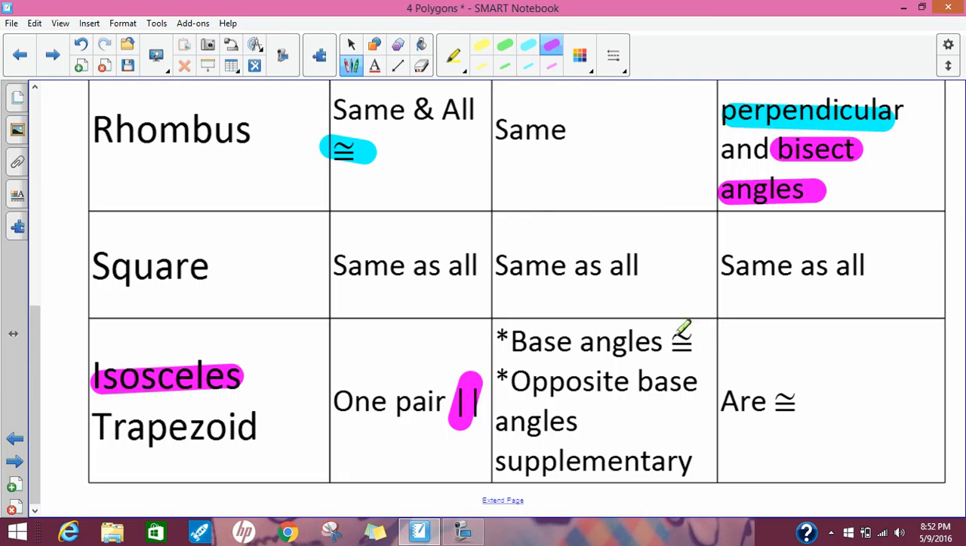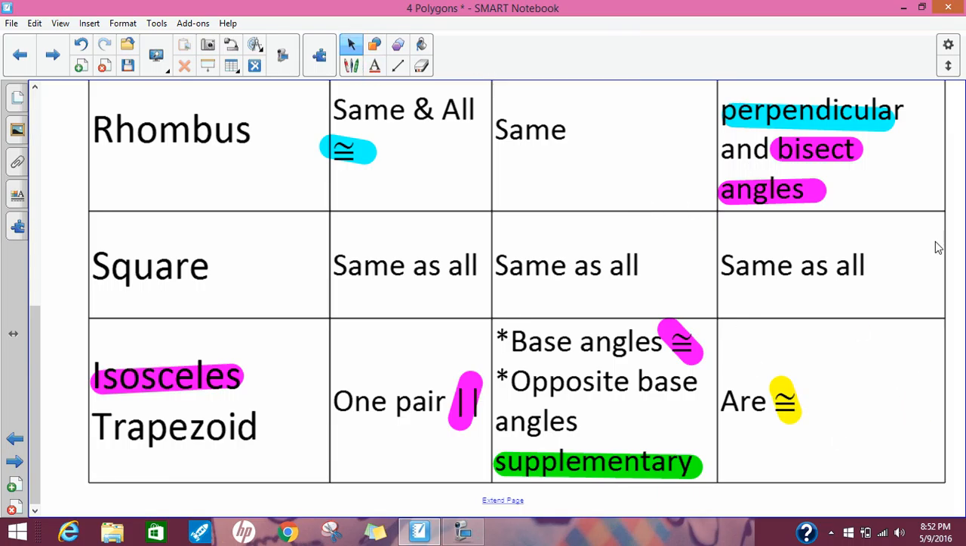The base angles, the ones on the same base, are congruent to each other. And angles that are on opposite bases are supplementary, meaning they add to 180. All four of the angles should add to 360. And the diagonals in an isosceles trapezoid are congruent to each other.